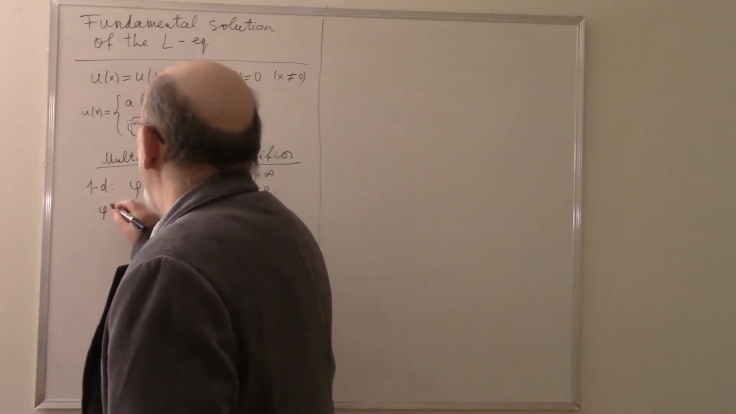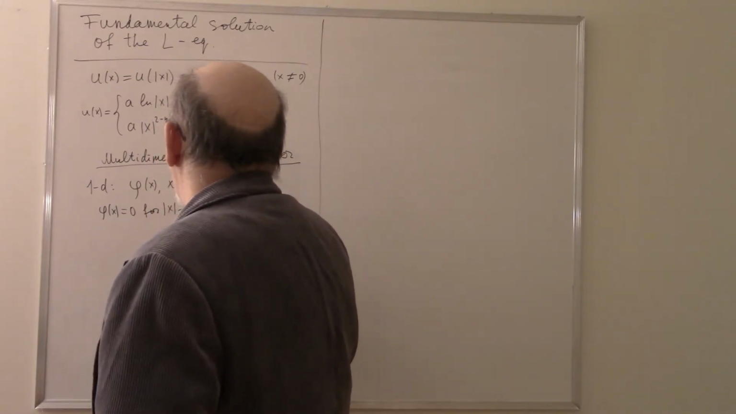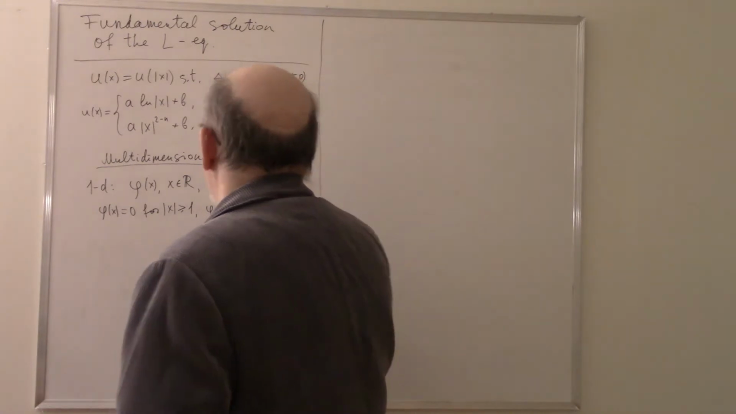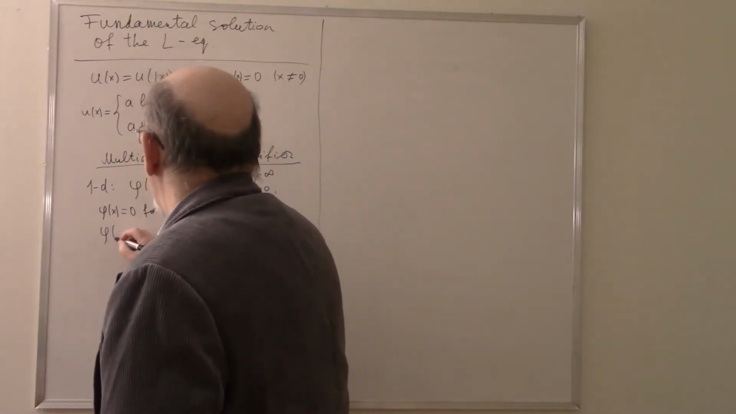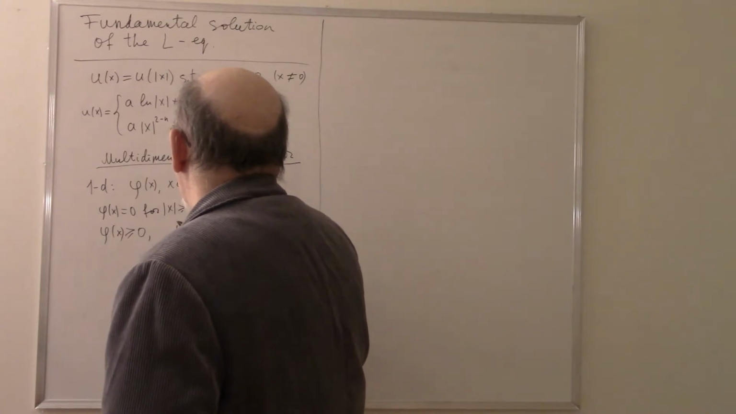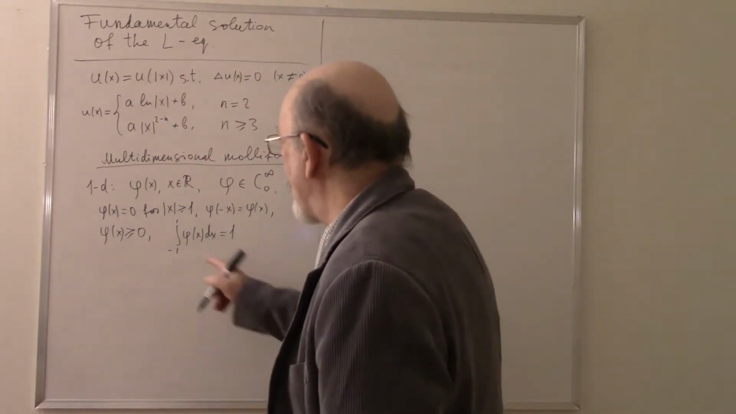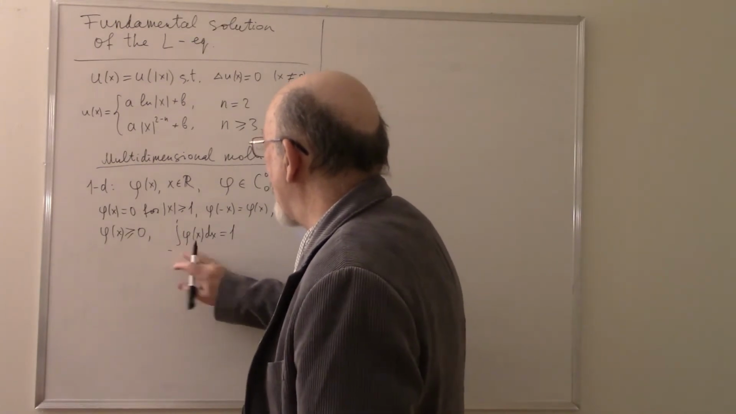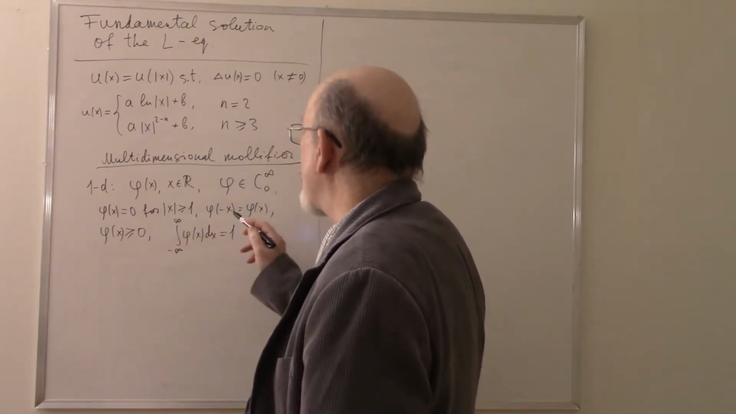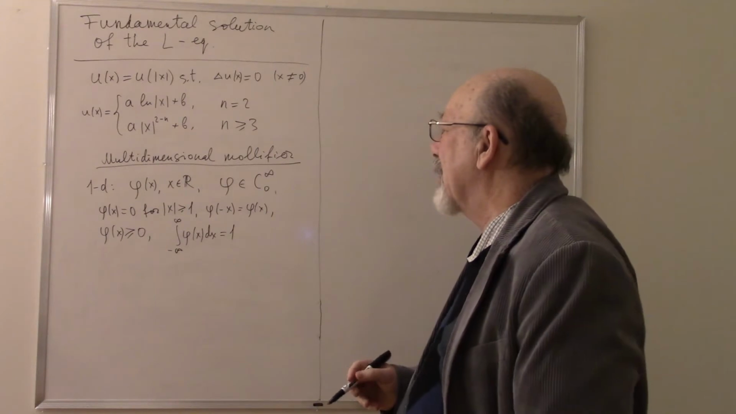So phi of x is 0 for modulus x more than 1. Phi of minus x equals phi of x. Phi of x is greater than or equal to 0. And the integral, say from minus 1 to 1, of phi of x dx equals 1. Now, instead of minus 1 and 1, I can write from minus infinity to plus infinity, because the function anyway is 0 for modulus x more than 1. So we have this function.